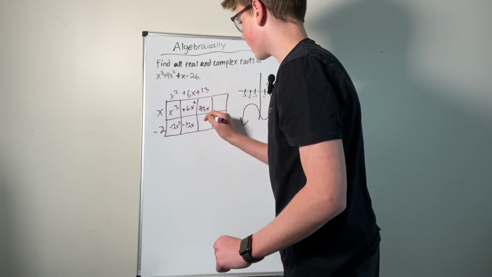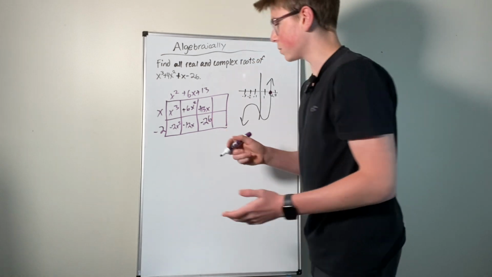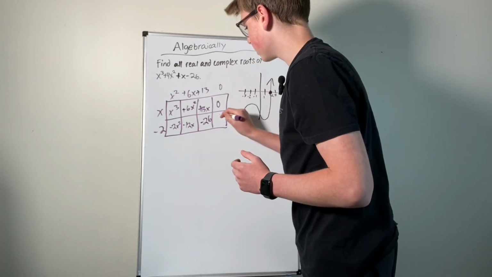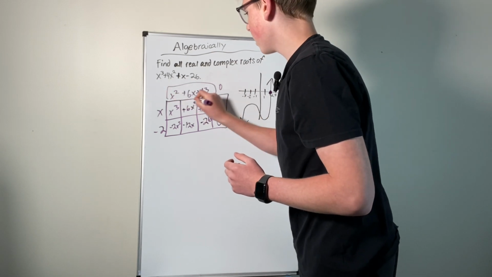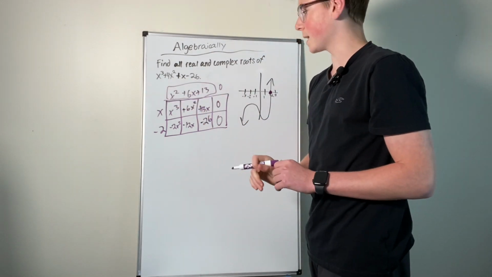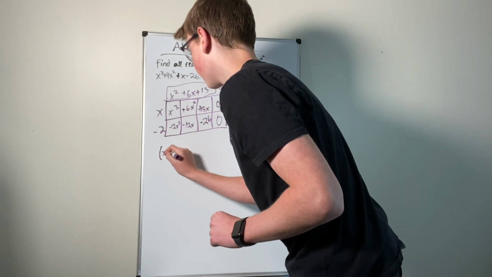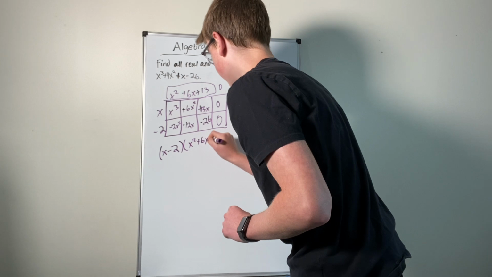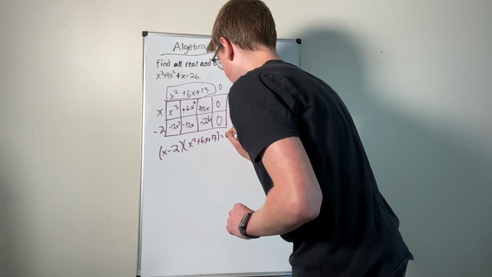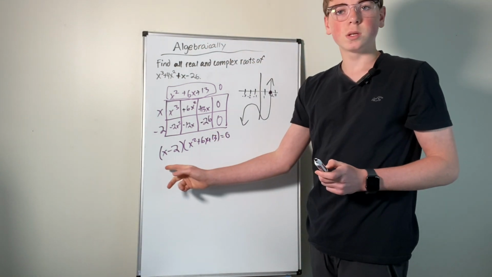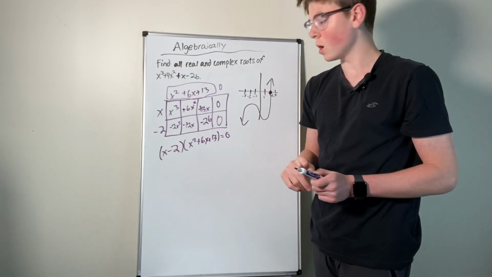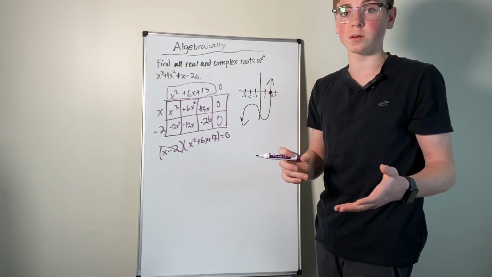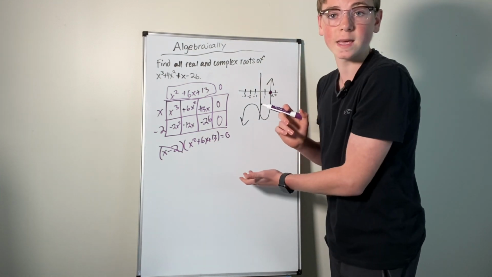13 times negative 2 is negative 26. Negative 26 plus what equals negative 26? Well, 0. So 0, 0, 0. So our other factor will be x squared plus 6x plus 13. So our equation is x minus 2 times x squared plus 6x plus 13 equals 0. And we already know 2 is our real number solution. So we could really just cross this out and just remember that 2 is in your solution, because if you plug in 2, it's going to equal 0.